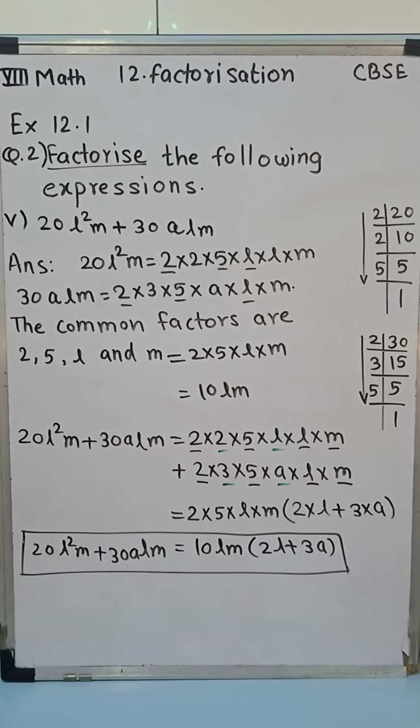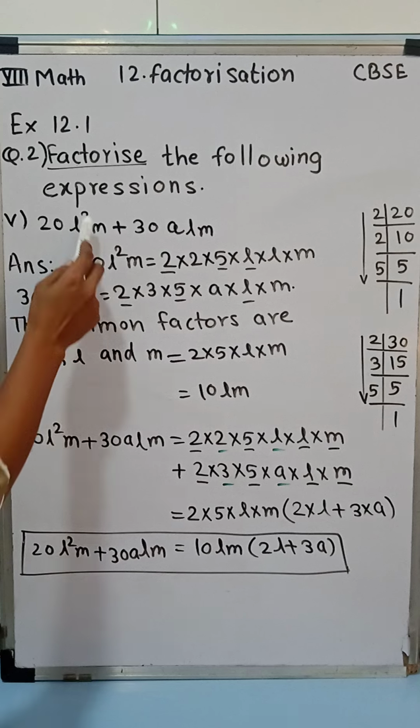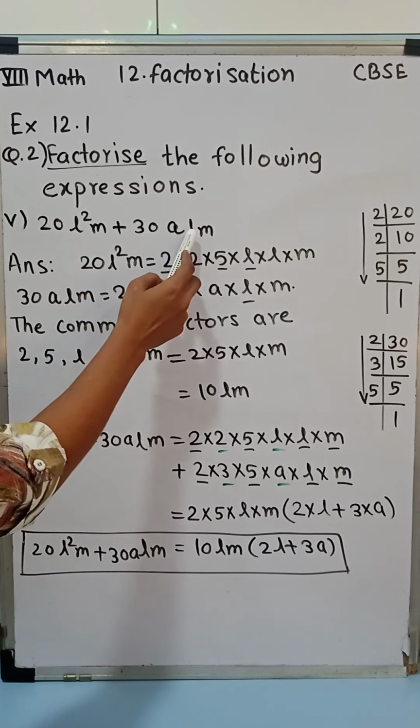Hello, we are solving grade 8 CBSE chapter number 12, factorization, exercise 12.1, question number 2: factorize the following expression. Example number 5. The earlier examples are already solved, please check. The question is 20 L square m plus 30 A L m.